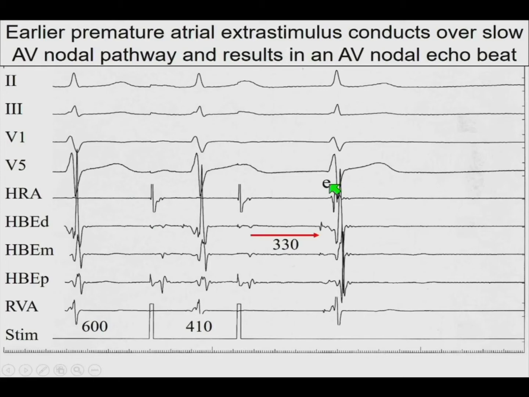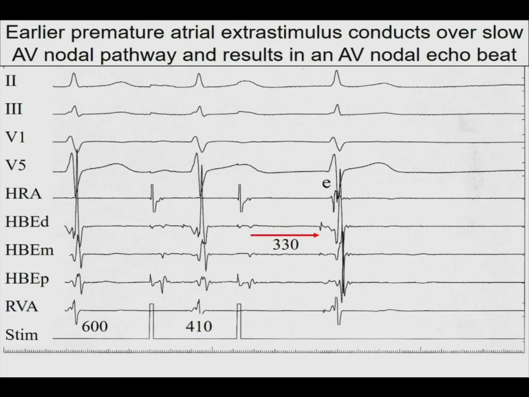So remember, blocking in the fast pathway and conducting over the slow pathway is a necessary but not sufficient thing for initiation of AV nodal reentry. In this case, it caused block in the fast pathway, antegrade conduction over the slow pathway, and then that allowed the fast pathway enough time to recover and go back up. So you have a single echo beat. Bringing that premature beat in any sooner is not going to help you induce tachycardia. This is now blocking antegrade in the slow pathway, and usually it means you have to give some isoproterenol or wake up the slow pathway.